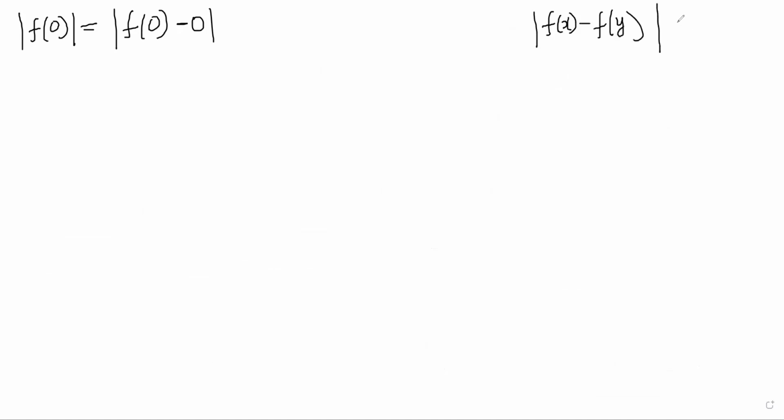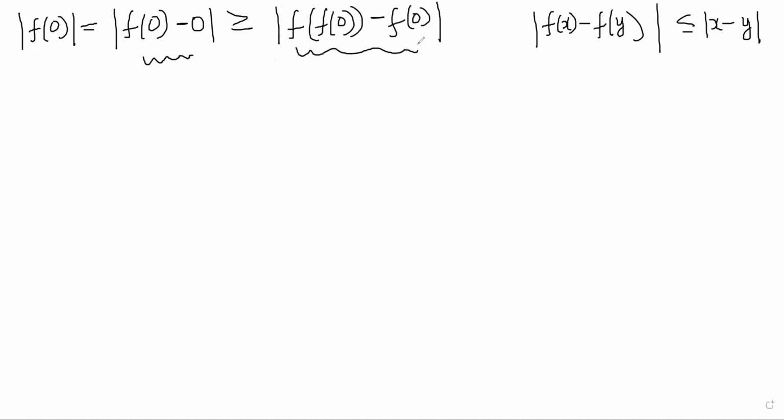So we'll say that mod of f(0) is equal to mod of f(0) minus 0, right? And remember the first condition. The first condition was mod of f(x) minus f(y) is less than or equal to mod of x minus y. So using that, we can say that mod of f(0) minus 0 is greater than or equal to mod of f(f(0)) minus f(0), right? How are we getting this inequality? Think about it. Once you understand this, you will be able to figure out the rest of the problem, right?